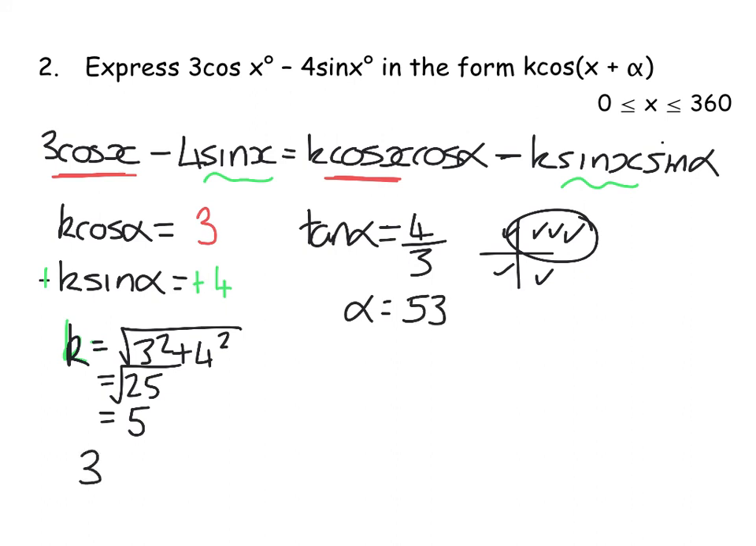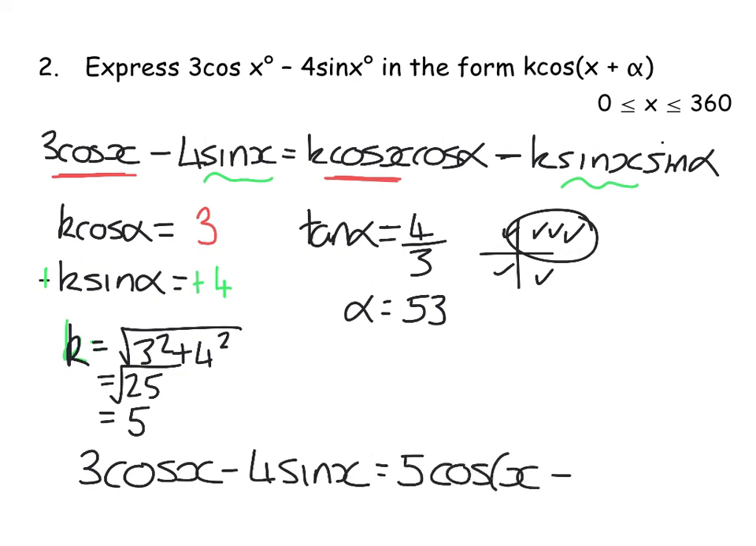So just to finish the question, we've got 3 cos x minus 4 sin x equals, then that leaves us with 5 cos bracket x minus 53. And that was our final answer we were after there.